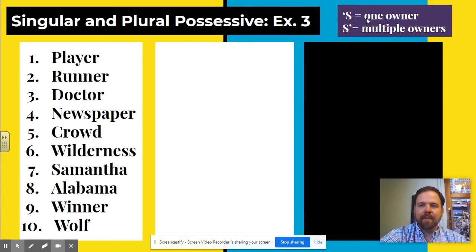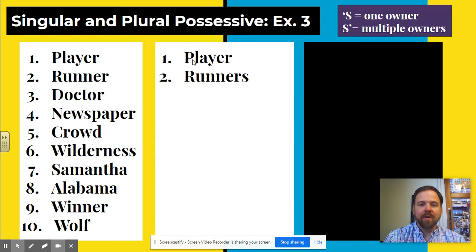So up here at the top, as the reminder, I put apostrophe S is always going to mean one owner of whatever that thing is. If you get to an S apostrophe, that's multiple owners. Okay, so let's start walking through this. So for number one, player is going to stay the same for now because what we're going to do is we're going to split the jobs. So this one said singular possessive. So we know to make it singular, we keep it the exact same. So now I took player and made it player because it stays the same. Now let's go through the rest of these.